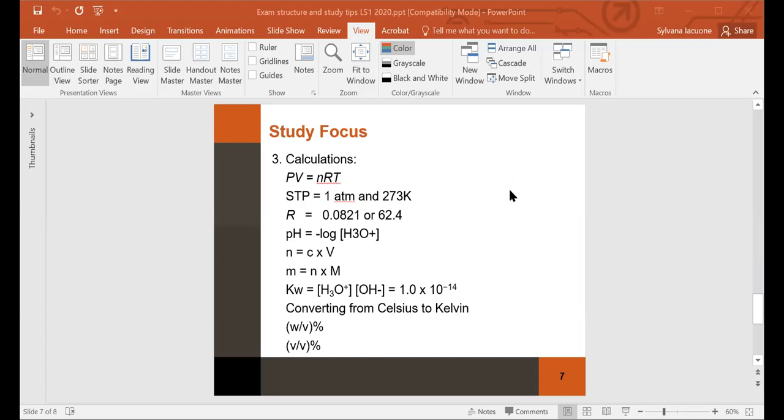All right, calculations. There's not many calculations in that part 2, but there will be a few. Okay, so I've just summarised them here for you, but I'll also show you these within the lectures when we finish this PowerPoint.